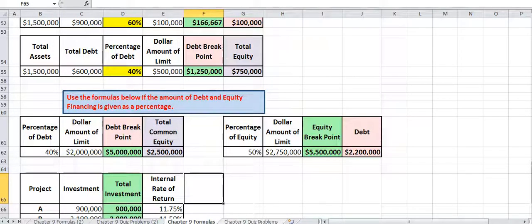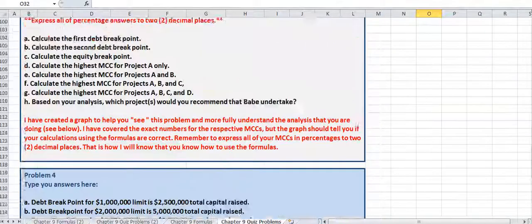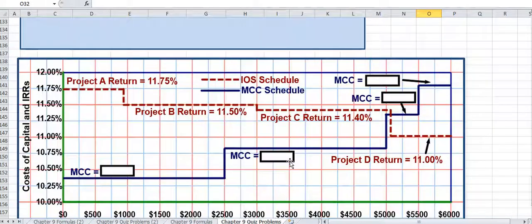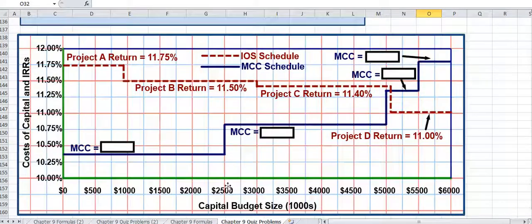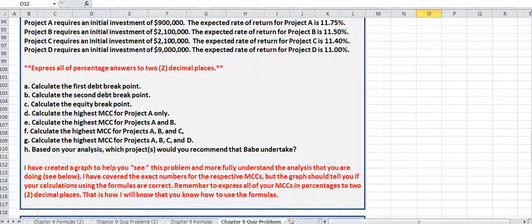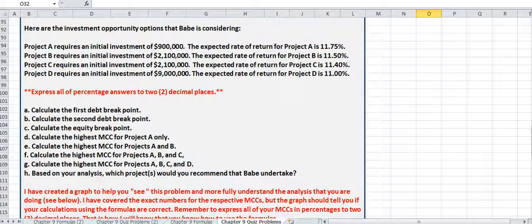That also shows on the chart right here. We see our breakpoints here, here, and here. Okay, so we've got those. Now we need to calculate the marginal cost of capital as we add these projects. The marginal cost of capital is a weighted average cost of capital, using whatever the costs are at that level.